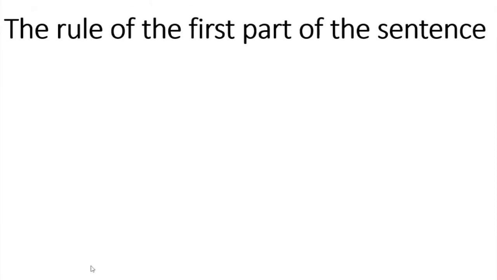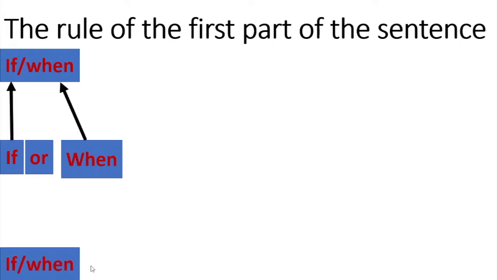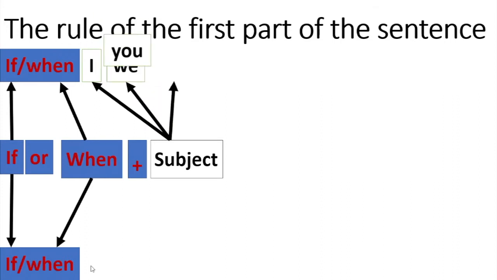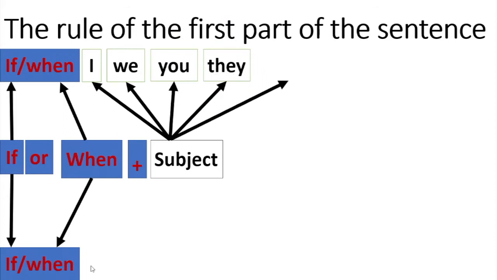Right. Now, the rule of the first part of the sentence, that is if or when. Yes, if or when are followed by the subject, that's I, or we, or you, or they. So these are called the subject pronouns. Or he, or she, or it. So these are called the subject pronoun or a plural noun. Right?